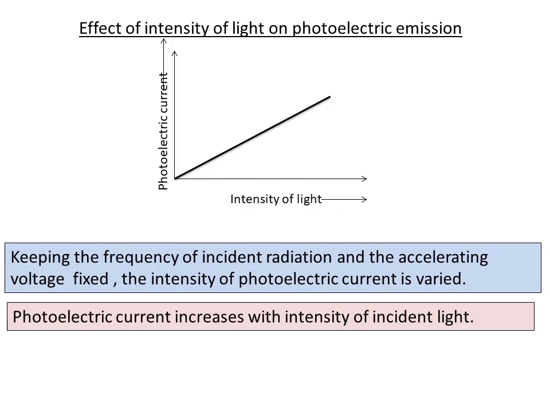Effect of intensity of light on photoelectric emission. By keeping the frequency of incident radiation and the accelerating voltage fixed, the intensity of light is varied. That is, the number of photons falling will increase. From the figure we can see that photoelectric current increases with the intensity of incident radiation. Here we have plotted intensity along the x-axis and photoelectric current along the y-axis. We can see that photoelectric current is directly proportional to intensity of light.